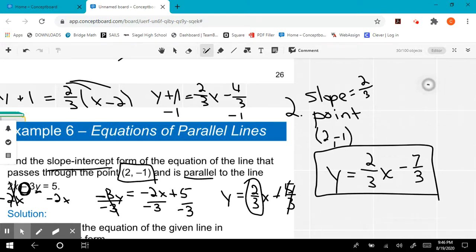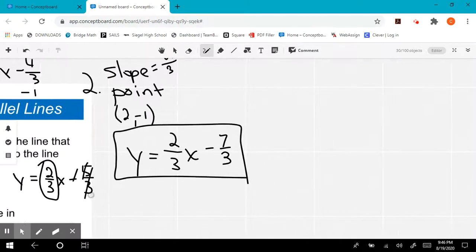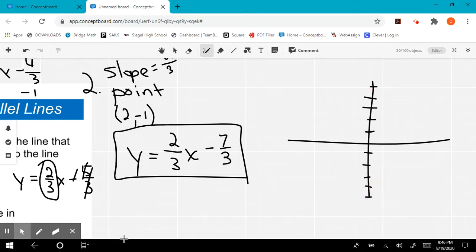If I wanted to graph it, it's got fractions, which makes it a little harder to graph, but we can still handle that. The y-intercept is -7/3, which is what? -2 1/3, which is about right there. And then my slope is up 2. So it's 2 units from there.